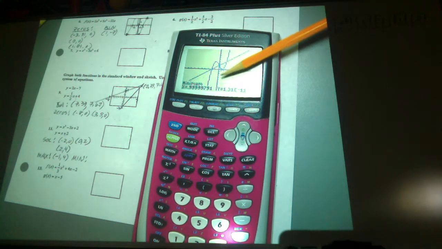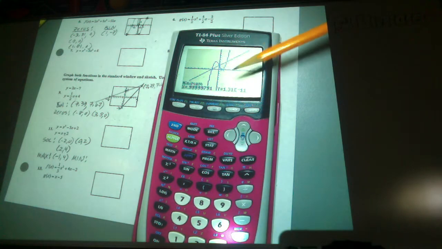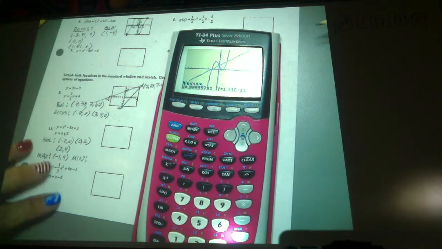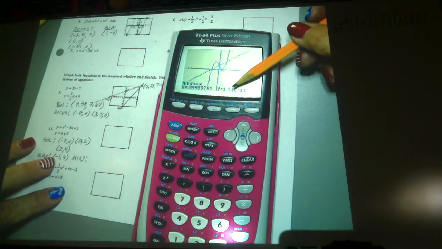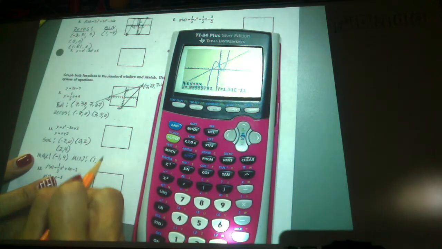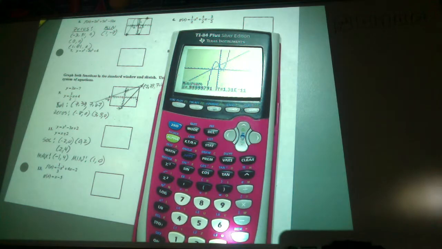Again, sometimes if you calculate this minimum, it'll give you a different answer. It depends on where you put your cursor. But we can all agree that that's close to 0. Actually, that's 1, 0. I can actually see 1, 0. We can all agree that that's about where it's at.